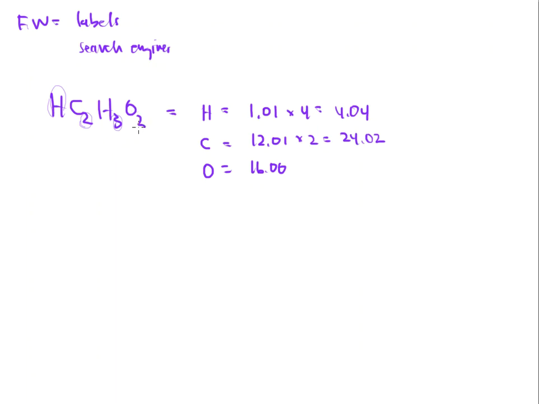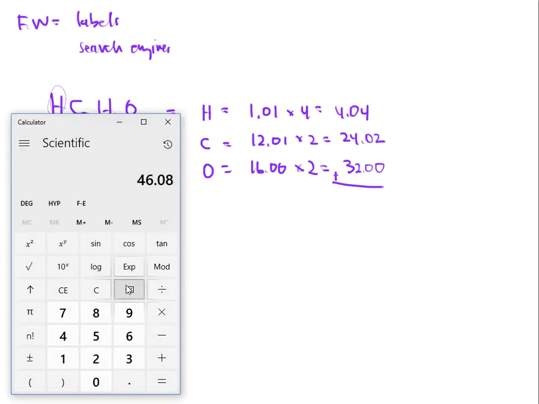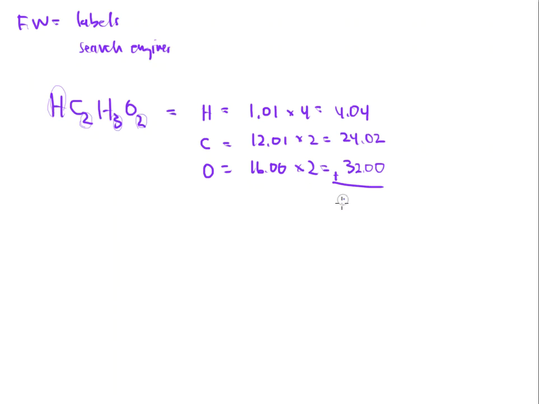And then finally, my oxygens, well, there's 2 of those. That's what that little subscript means there. So 2 oxygens, that's it. So 16 times 2 is going to be 32. So now I take those and I add them all up in order to get formula weight. All right, well, if I clear out this calculator so you can follow through, 4.04 plus 24.02 plus 32, and I hit enter, I get 60.06.